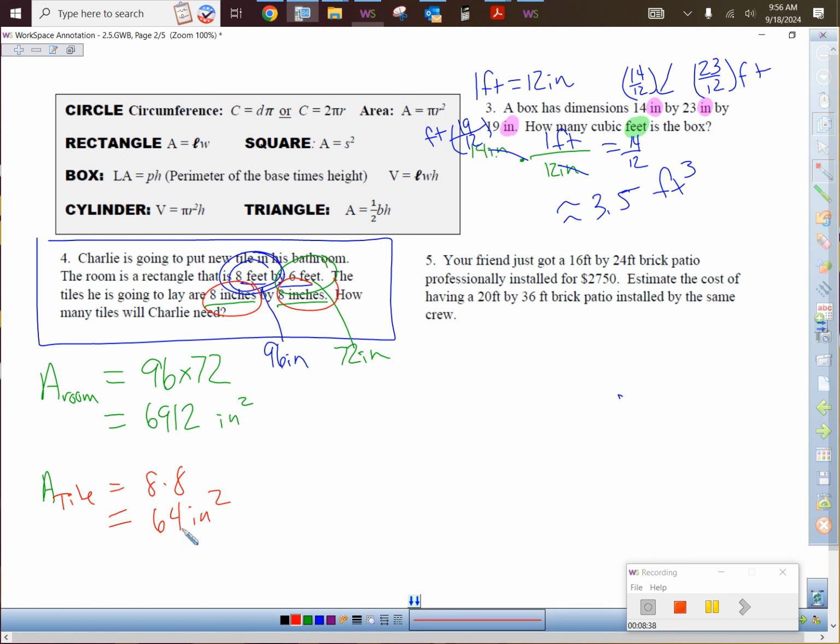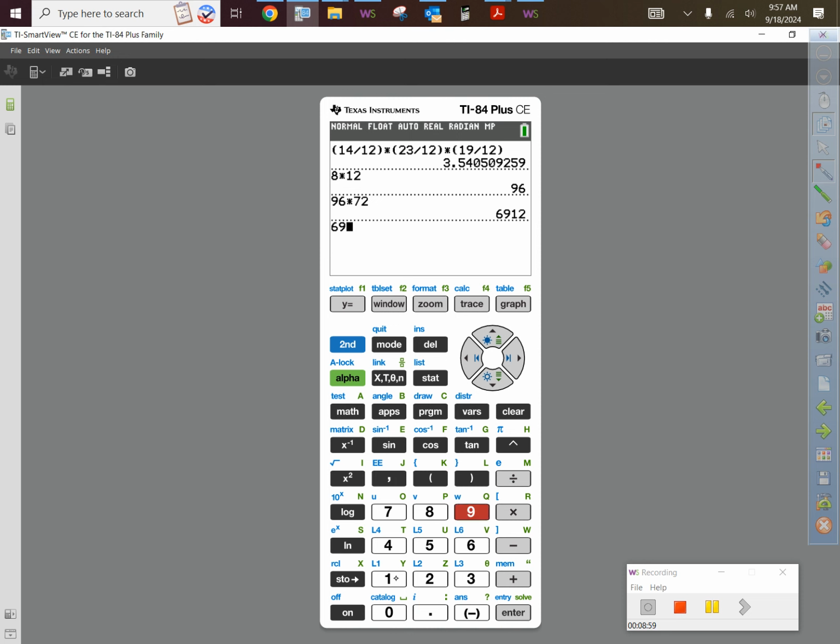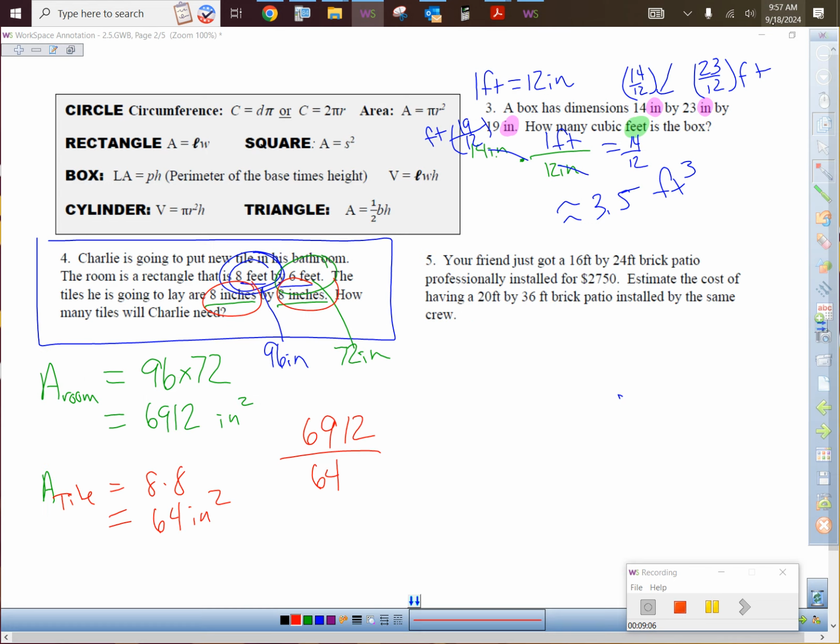Take the big number divided by the small number. So taking notes for yourself so you can see what you did. We're going to take the 6912 divided by 64. 6912 divided by 64, and 108. You need 108 tiles is the answer to that question. So I found the area of the room and the area of the tile, and I divided them. But I had to change them to like inches first. I think that would be easier than doing it in feet. You know, it's just too fractiony, too decimal-y kind of stuff.